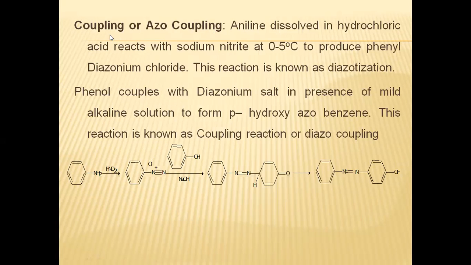So coupling or azo coupling is nothing but first we have to prepare the diazotization. After diazotization, phenol couples with diazonium salt in the presence of mild alkali solution to form para-hydroxy azobenzene. This reaction is known as a coupling reaction or diazo coupling. The phenol and the diazonium salt couple together and form para-hydroxy azobenzene. This is called the diazo group.